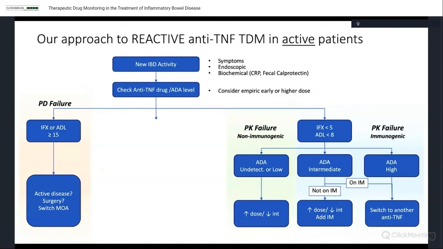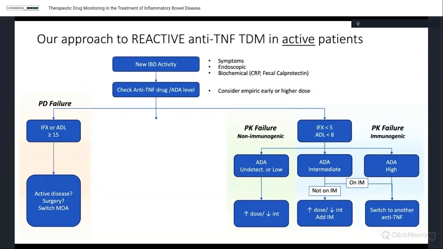But if the patient is already on an immune modulator, depending on the antibody level, it may not be effective to simply increase the dose or decrease the interval. And I would recommend switching to another anti-TNF drug, again, assuming response to the first.